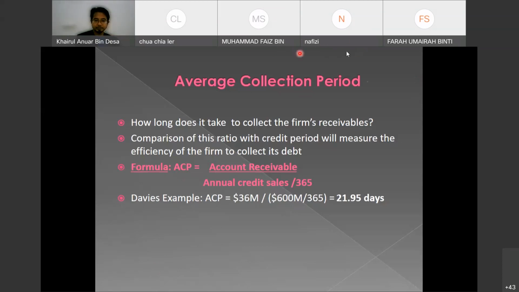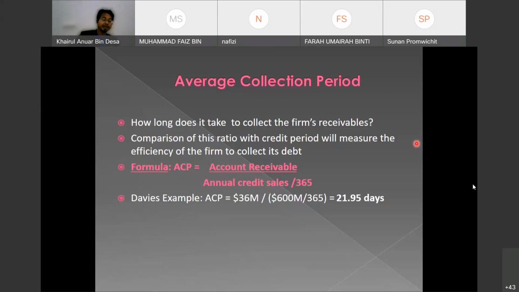Okay, yang lain sekarang boleh tolong Sunan di chat box. How account receivable can exist in our company? Anyone? Okay, Sunan tolong baca. From customer who buy on credit.